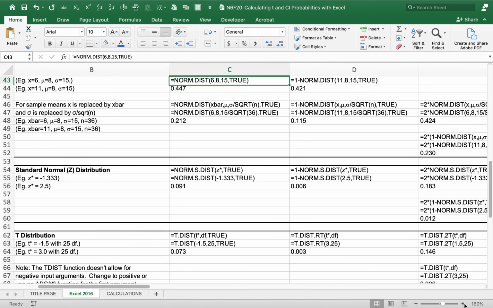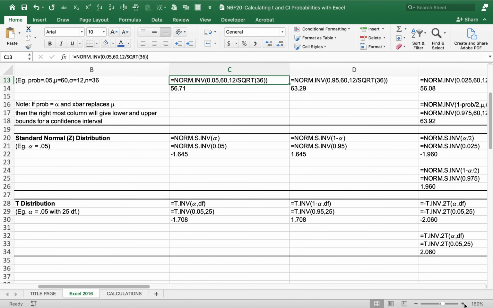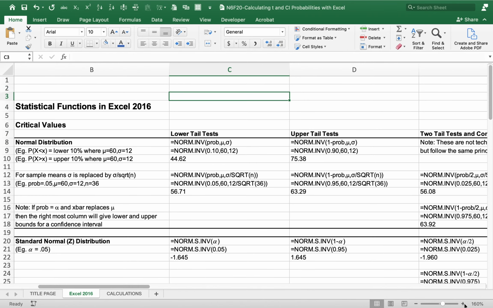Now, let's take a look at these things called critical values. This is something we were introduced to back in Unit N when we were given this kind of problem. Remember, it was on page N12 where we were asked to find an x value that corresponds to, say, 10% in the upper tail. We were given a mu, a sigma, and a probability. So you can see the three arguments there, and it returns as an answer an x value.